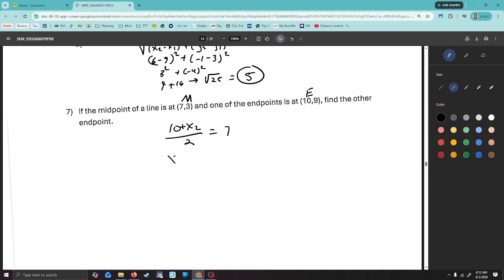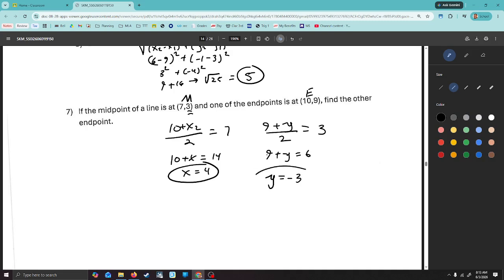Times 2 on both sides. 10 plus x equals 14. Minus 10 on both sides. x equals 4. And then over here, same concept. I know this should be my answer. So 9 plus y over 2 equals 3. Times 2 on both sides. 9 plus y equals 6, minus 9 on both sides, y equals -3. So your other point is 4 comma -3.